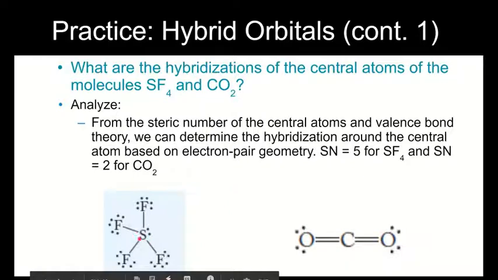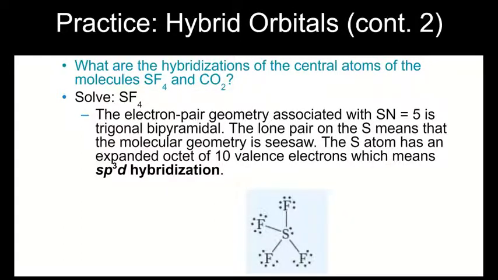So for SF4, it's steric number 5 because we have 1, 2, 3, 4, 5. So 4 bonding, 1 lone pair. And the steric number equals 2 for carbon dioxide. So this double bond, remember, counts as 1 electron group, and this one counts as 1. So that's steric number 2. So then let's take a look at the SF4. The electron pair geometry associated with steric number 5 is trigonal bipyramidal. The lone pair means that the molecular geometry is seesaw. But that doesn't really affect the hybridization. So the steric number 5 is what's really important here. The S atom has an expanded octet of 10 valence electrons, which means sp3d hybridization. So remember, this is 1 plus 3 is 4 plus 1 more is 5. All right, so steric number of 5 corresponds to sp3d.